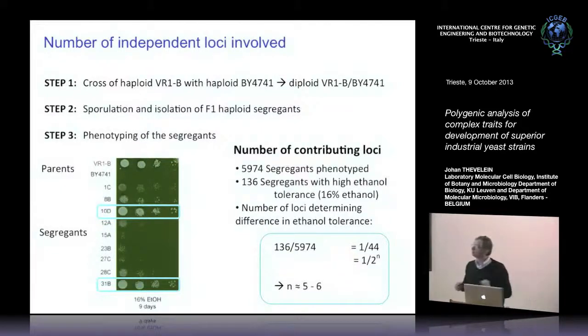And we actually made two pools. Now, from this ratio, 136 in 5,974, you can deduce how many independent loci must be involved in establishing this trait, the difference between the two strains. You can do this with a formula, and it must be around 5 to 6 independent loci involved in establishing the trait, if the loci are independent, but they are not always independent, of course.